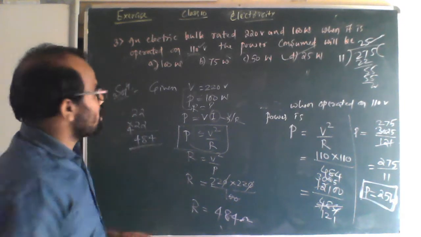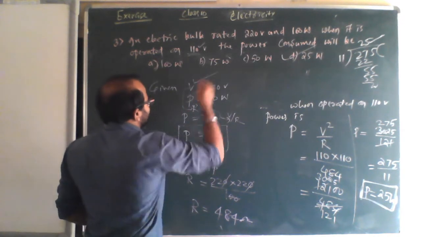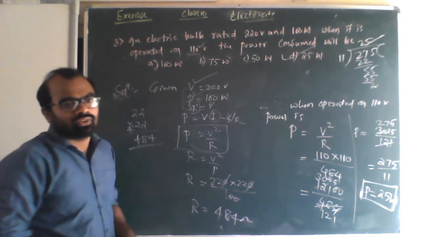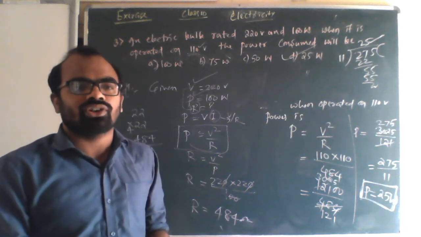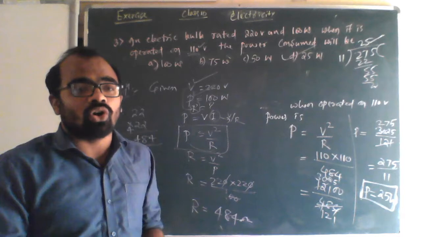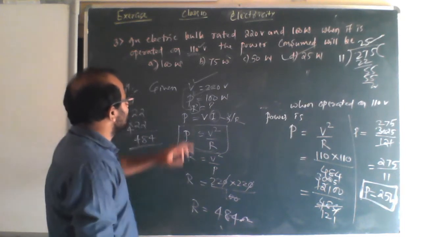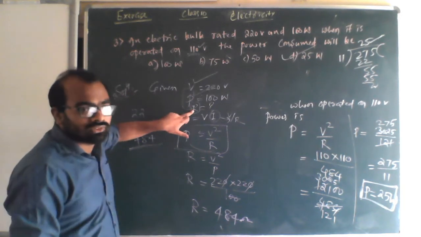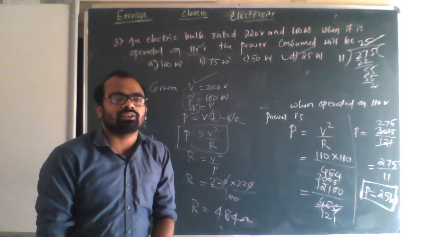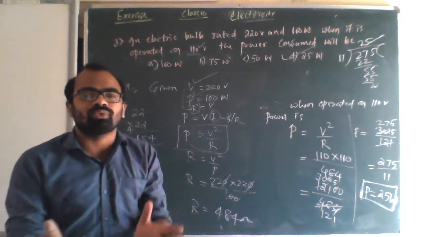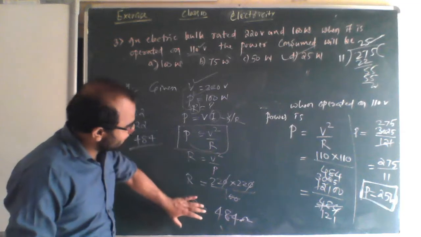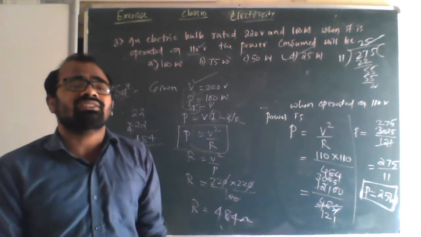So what they have given here, they have given V, they have given P, they have asked what is my R. That means you have to search for a formula which connects all three quantities, that means V, P, R. These three should be connected. So VPR connected means we have the formula P is equal to V square by R. That is the formula we have used. From that we found the resistance.